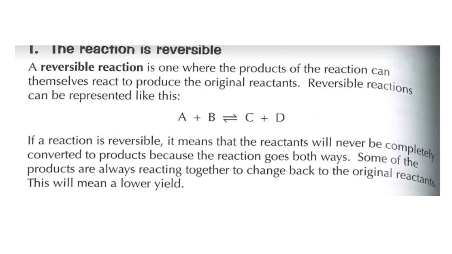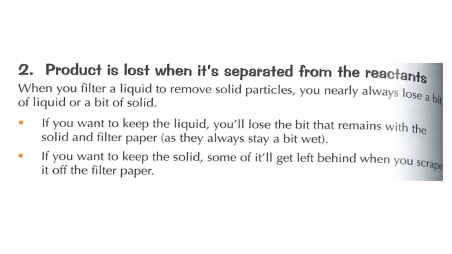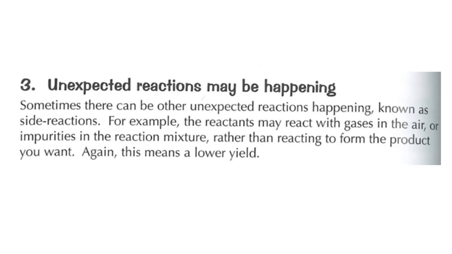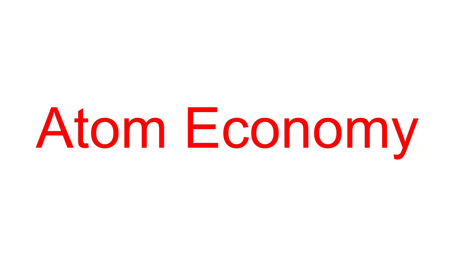Why are percentage yields never 100%? I love asking this question, okay? Sometimes the reaction is reversible. You learn more about that in topic 6, paper 2, where the products turn back to the reactants. Some of the product is lost when it is separated, if you don't filter it properly or you spill some. Or there might be unexplained side reactions that you don't know are going on. Again, that will mean a lower yield.